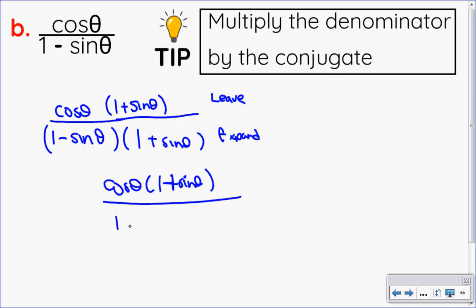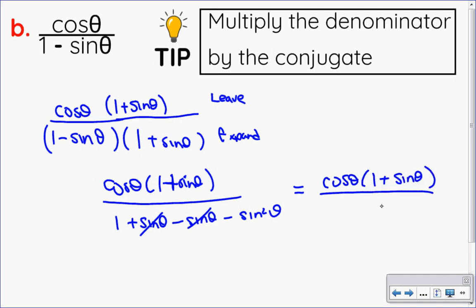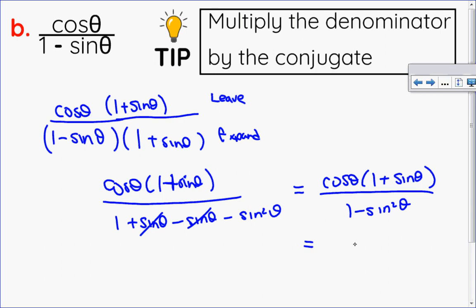So I have 1 plus sine theta minus sine theta minus sine squared. And you can see my middle term is gone. So that is the same as cosine theta (1 plus sine theta) all over 1 minus sine squared theta. Now hopefully you recognize that as one of my rearranged ways of writing Pythagorean identity number 1. I know that 1 minus sine squared is really just cos squared. So I will replace that with cos squared, and then I can simplify.